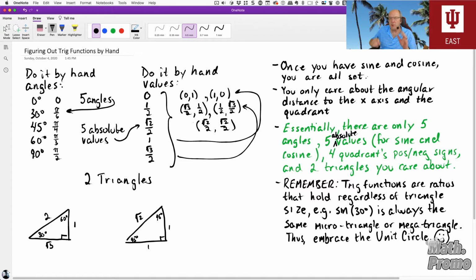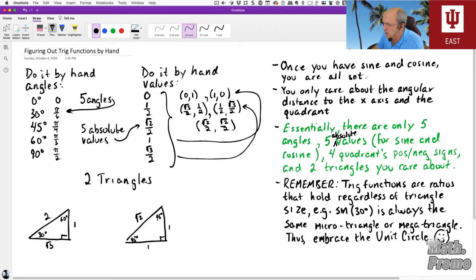And just remember that trig functions are ratios that hold true no matter whether you have a little triangle or a huge triangle. Sine of 30 degrees is always going to be sine of 30 degrees, no matter how big or how small that triangle is. That means you should give a big hug to the unit circle when you're trying to figure things out. Okay, let's go ahead and look at it.